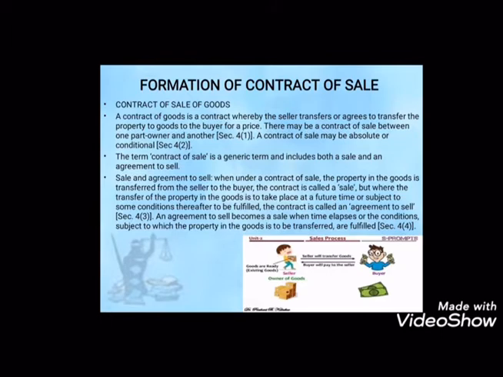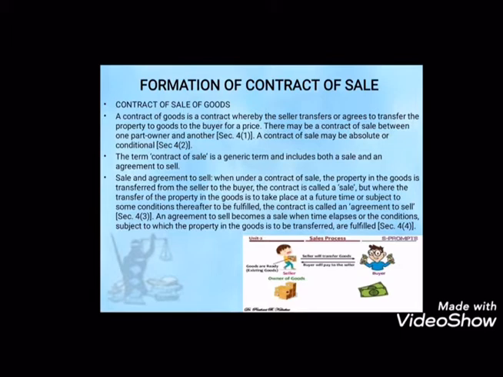How the contract of sale is being formed. A contract is signed when the seller transfers or agrees to transfer the goods to the buyer for a price, or the buyer agrees to buy the goods from the seller for a price. There must be a contract of sale between the two parties. A contract of sale includes sale as well as agreement to sale. Now what is sale? Sale is when the property in goods is transferred from the seller to the buyer. This contract is called sale.